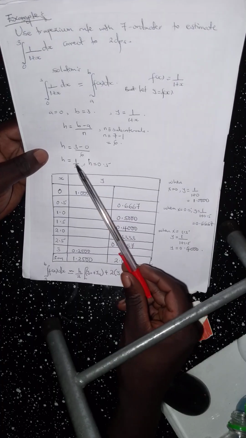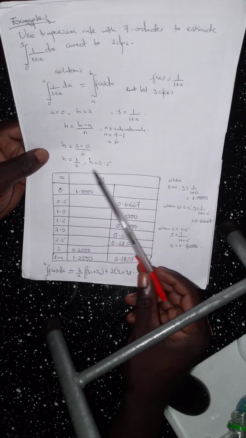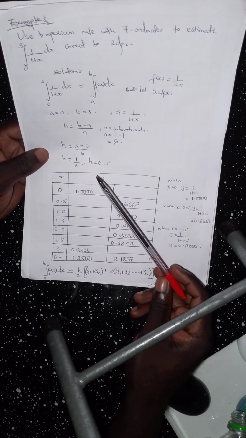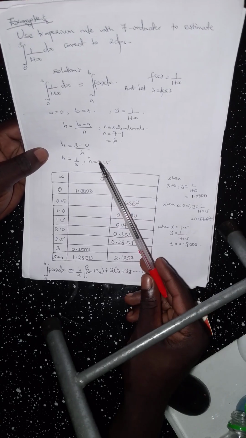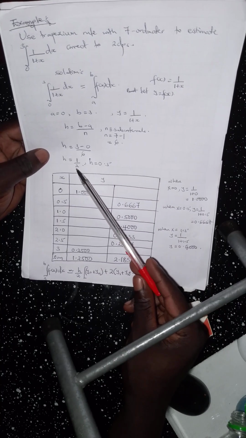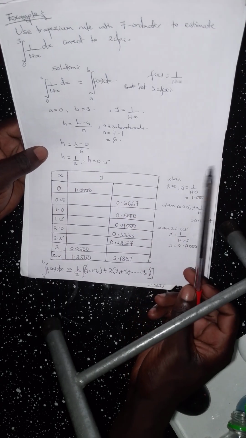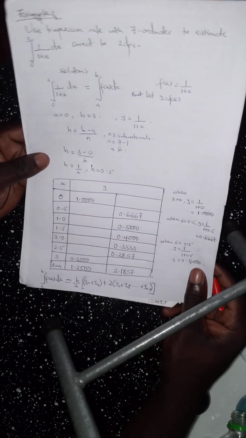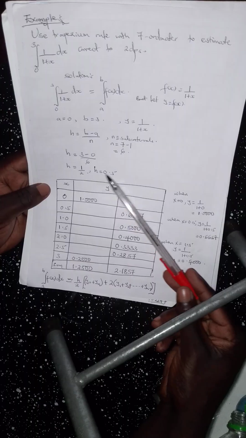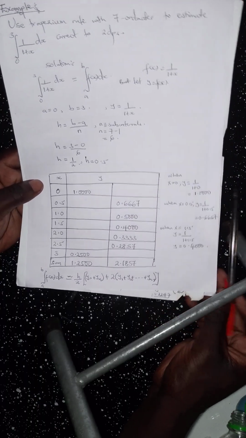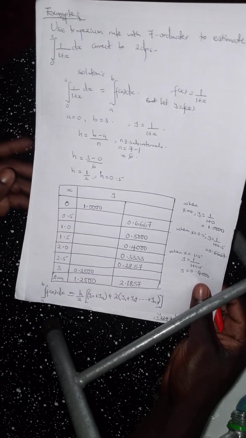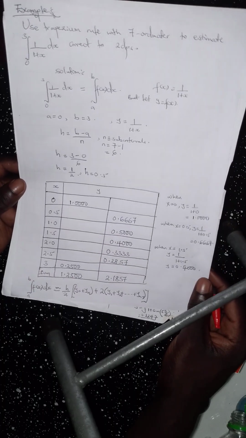So if your answer has 1 or 2 decimal places, then it is better to take h as that decimal, or you can even take this one. The logic does not change. But where h has very many decimal places, then the best thing to do is to take the fraction and then you generate the corresponding values of x. So having gotten our h as 0.5, we now go on and get the x values and their corresponding f of x values, or their corresponding values of y.